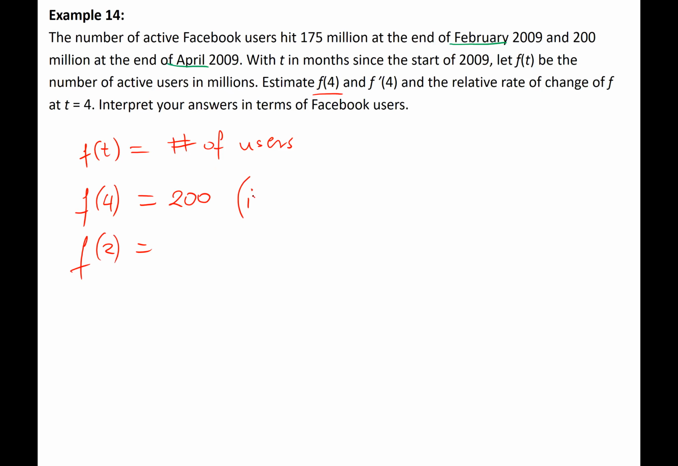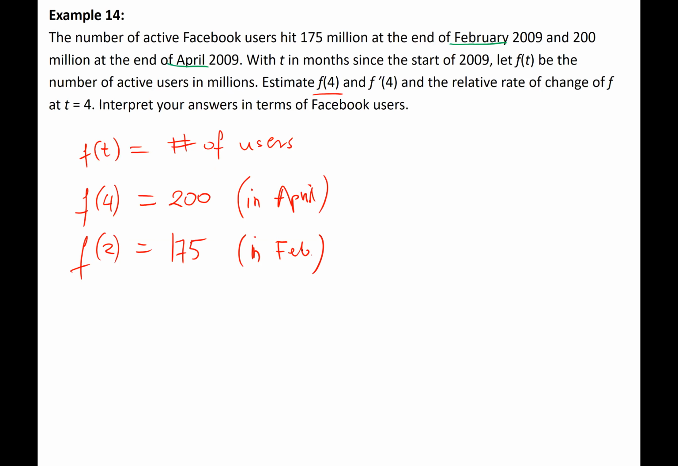Okay, in April. And then, respectively, what is f of 2? f of 2 is 175. Really good. 2 means the second month, February. Okay, we are okay with this.